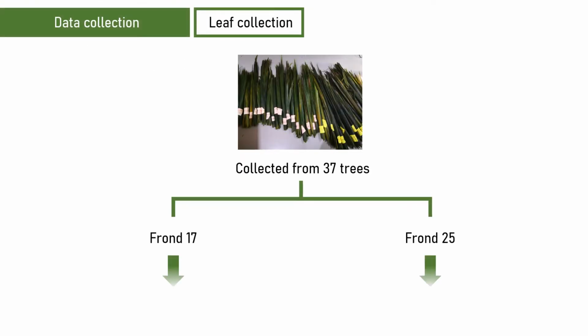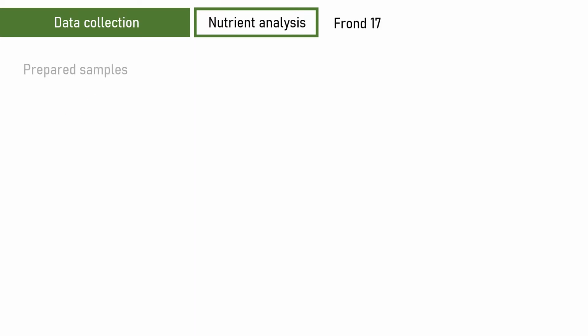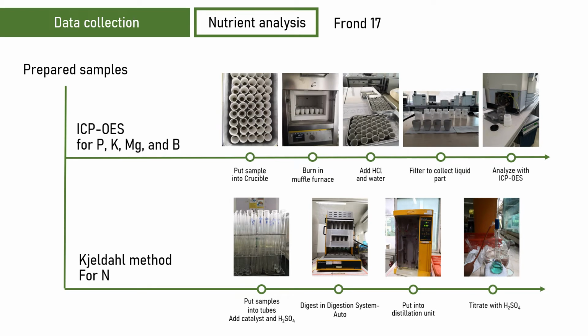The first part, data collection. We collected leaves from 37 oil palm trees. Each tree we use frond 17 for analyzing nutrients and frond 25 for taking photos. For frond 25, we set the camera as shown and take photos of the leaf one by one on a white background. For frond 17, we prepare the samples and analyze them by using two techniques.